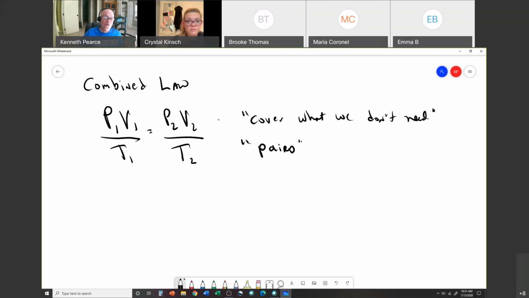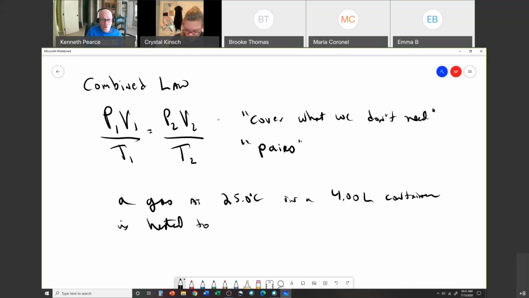And so we might say something like: a gas at 25.0 degrees Celsius in, let's say, a 4.00 liter container is heated to, oh, let's say, 401 degrees Celsius. What is the new volume?